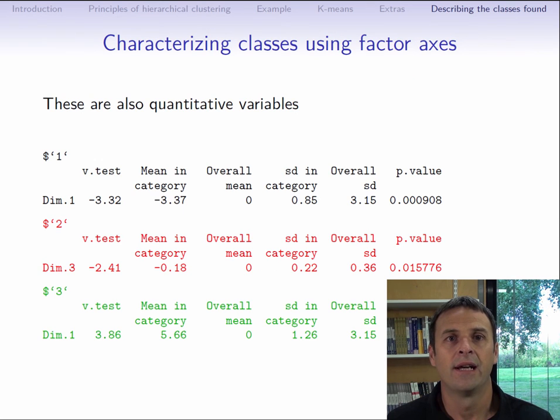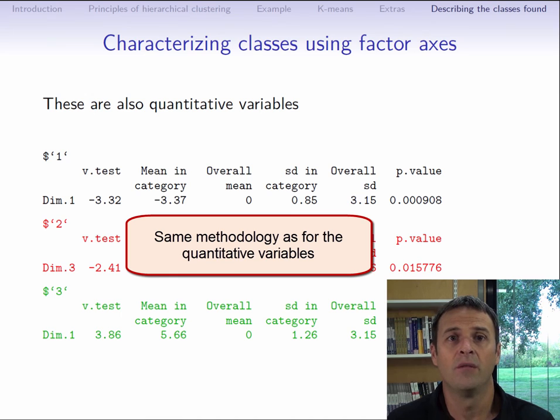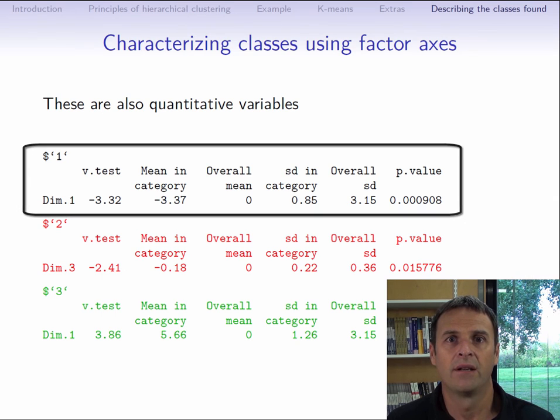We can also try to characterize classes using dimensions. These dimensions are quantitative variables, so we can use exactly the same approach that we used a little bit earlier for quantitative variables. We can see that the first class is well characterized by the first dimension. As the test value is negative, this means that the individuals in this class have quite extreme and negative values in the first dimension. The mean in this class is minus 3.37, while the overall mean is 0. For the dimensions, the overall mean is always 0 because the coordinates on the principal component are centered.